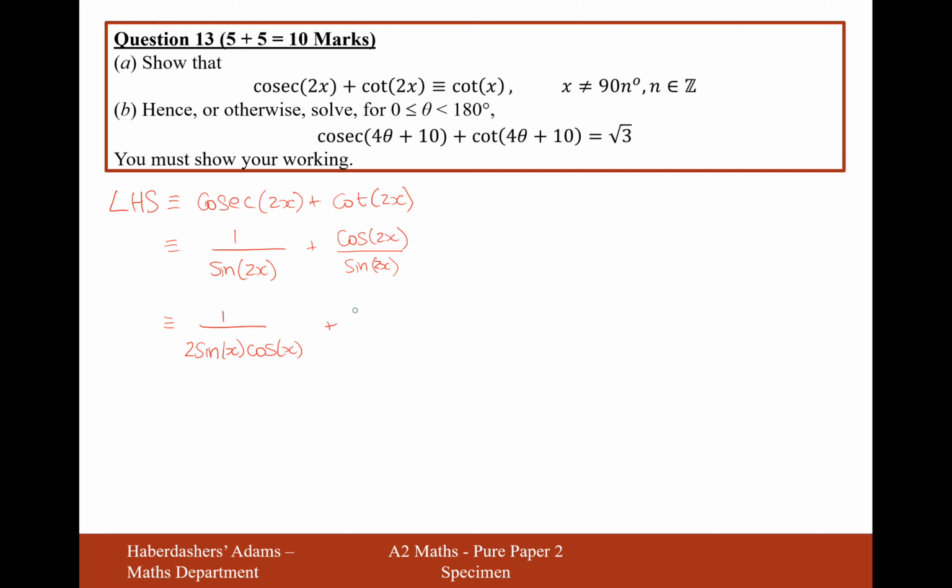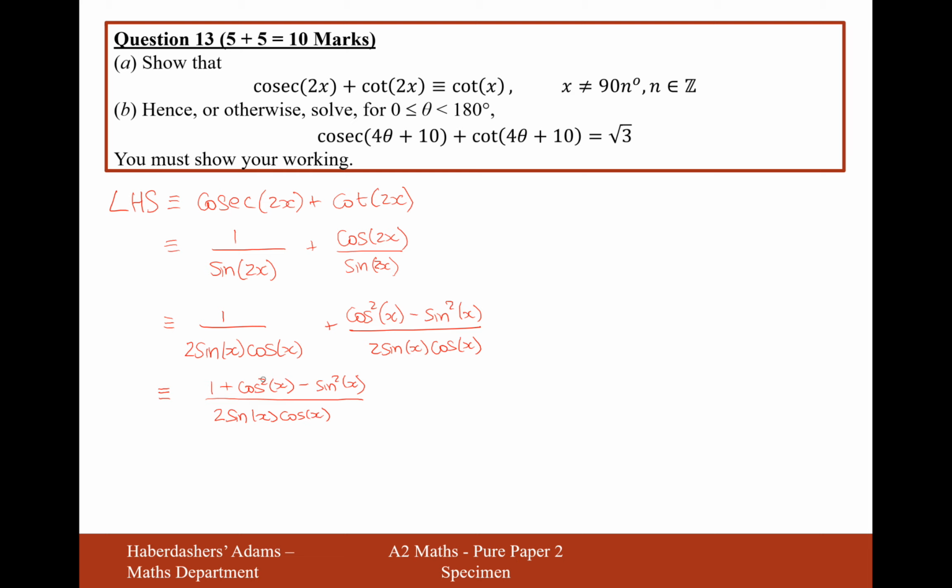and then it's going to be plus, well, I'm not sure what I'm going to turn this into yet, so I'll just write this as cos squared x minus sine squared x over 2 sine x cos x. Okay, so let's now put this together because they've both got the same denominators. 1 plus cos squared x minus sine squared x. I can see what's going to happen here now. Over 2 sine x cos x.